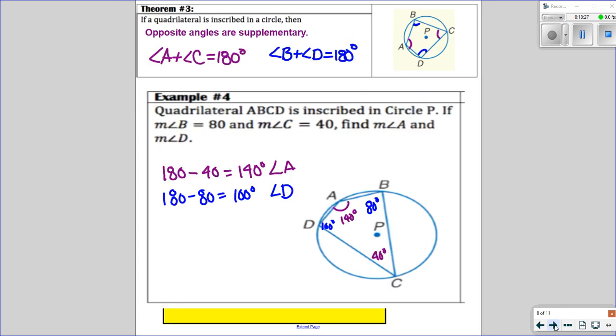And we also learned that if a quadrilateral is inscribed in a circle, then its opposite angles are supplementary. Supplementary means 180, so those 2 opposite angles have to add up to 180.